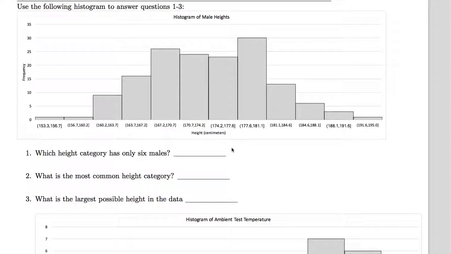With this exercise, we'll see how we can use a histogram to answer some questions about a set of data. So the first question here, which height category has only 6 males? So we can look over here on the frequency side.